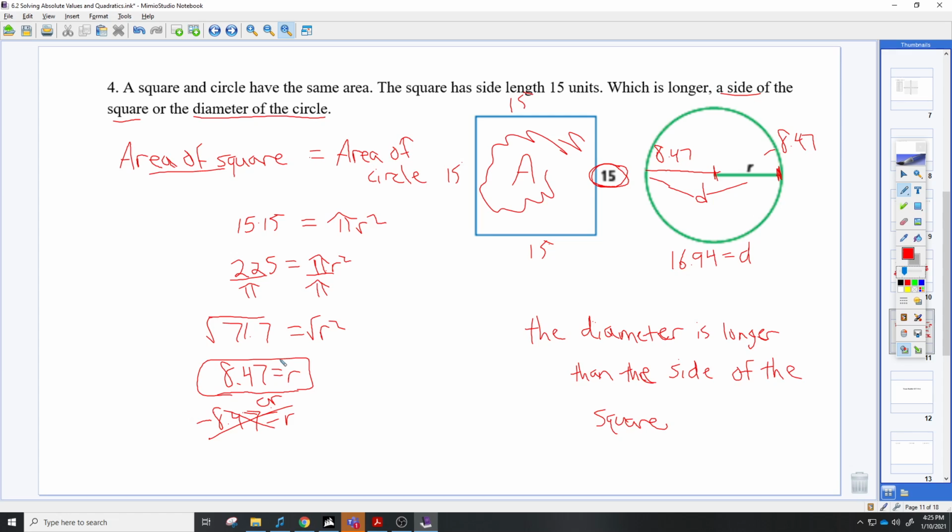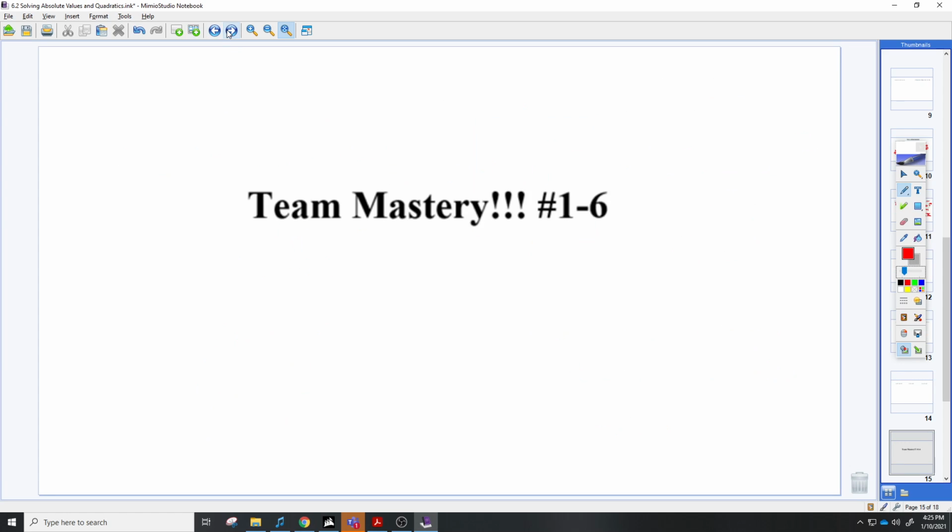So sometimes you have to figure that out based on the word problem that you're given in a real world situation. And that would be it for 6.2, absolute value and quadratics. Now you can finish up the rest with the huddle and the mastery.